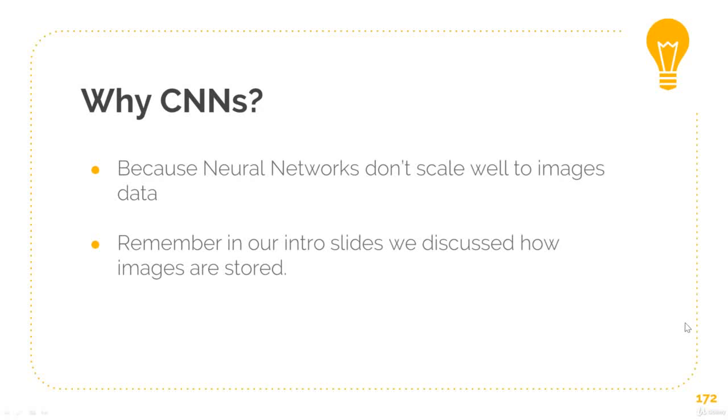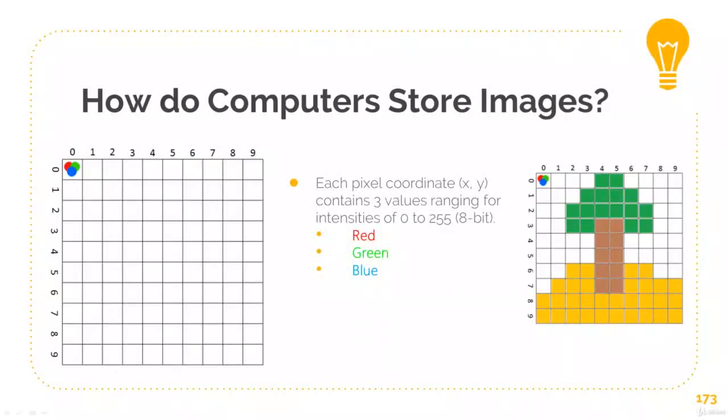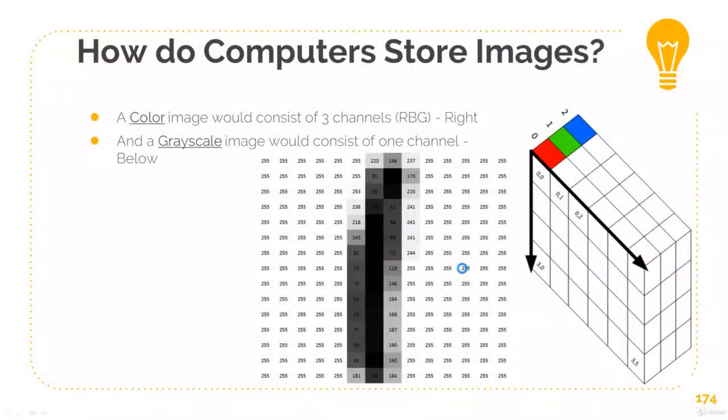Remember in our intro slides, we discussed how images are stored, which was basically this. You have a grid. Let's say this is a 10 by 10 grid here. So we have 100 inputs here, technically, and each input has 3 different colors. So that's a lot of data. And the grayscale version of this as well. Okay, and RGB would just be this.